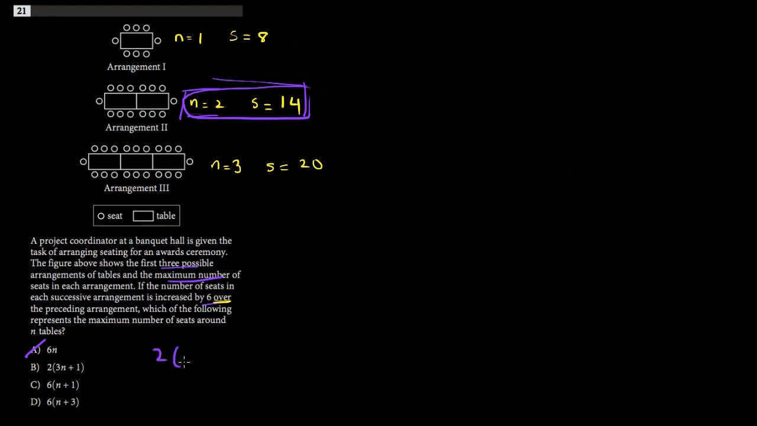If I do 3 into 2, that's going to give me 2 into 6 plus 1, which is 7. And that equals 14. Okay, so B looks pretty good. We can't be too confident right now. 6 into 2 plus 1, so 6 into 3 is 18, so that's wrong as well. D, 6 into 2 plus 3, so 6 into 5, okay, that's 30, and that's wrong as well.